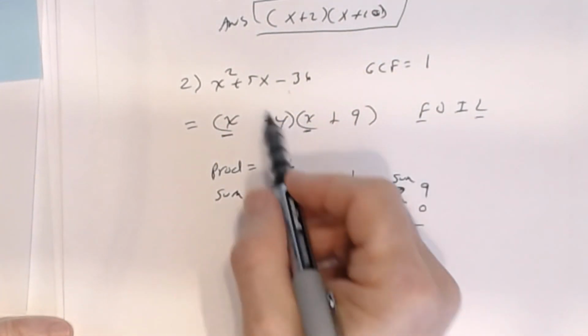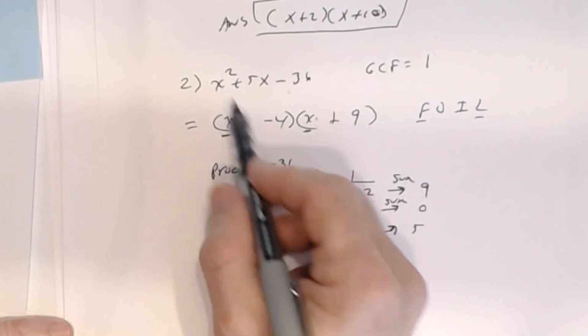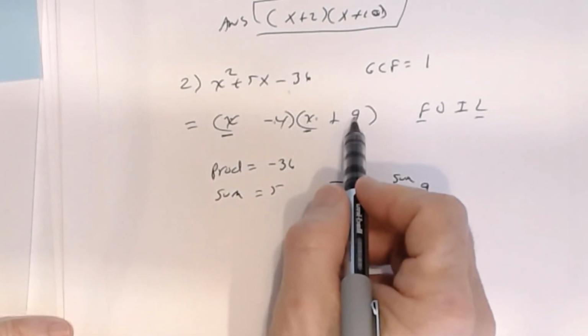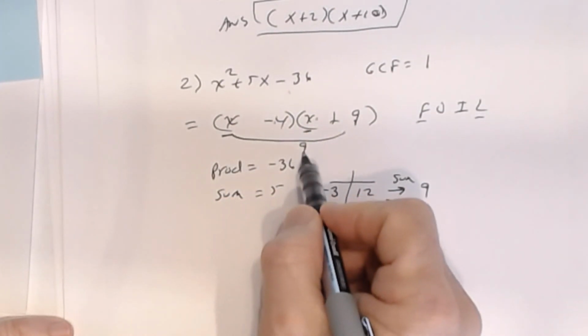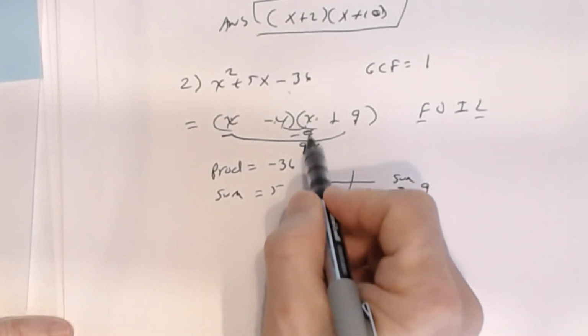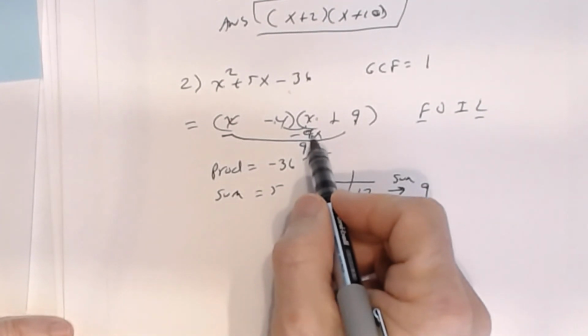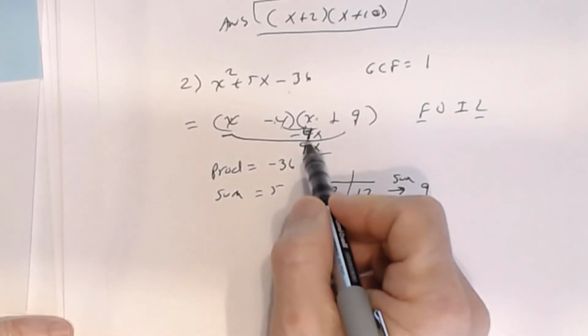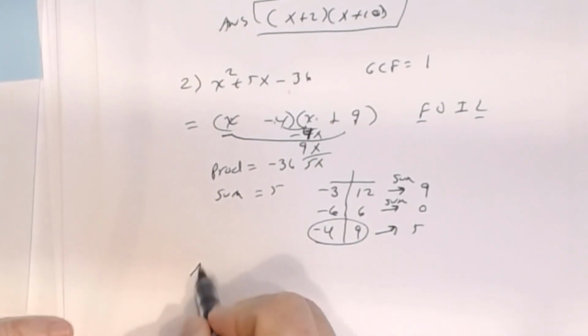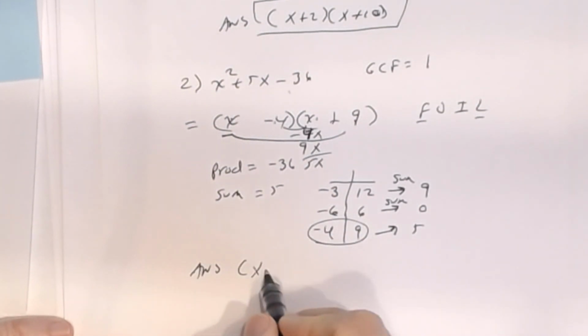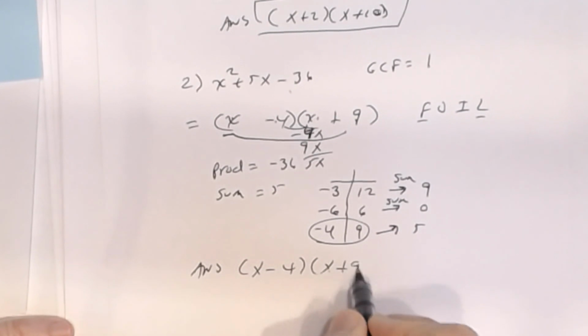Using FOIL, X times X is X squared. A negative 4 times a positive 9 is a negative 36. The outer is 9X. The inner is negative 4X. When I add them up, a negative 4X and a positive 9X is a positive 5X, and that's what you wanted. So the answer is going to be X minus 4 times X plus 9.